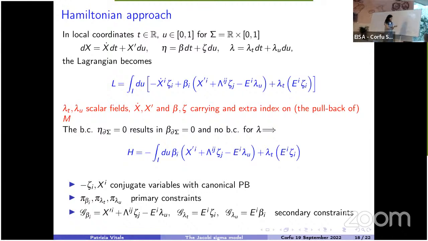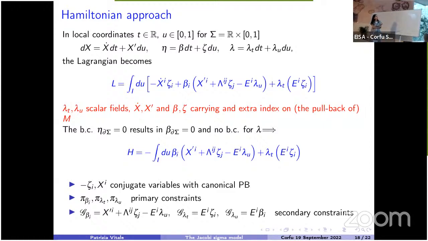Okay, so what happens for this model? We studied it in the Hamiltonian approach. In local coordinates, same as before, dX, eta, and lambda acquire this form. So beta and zeta have an extra index on the manifold M, whereas lambda t and lambda u are scalar. If you write the Lagrangian explicitly, this part would be the Poisson sigma model, but then I have these two extra terms which involve the Reeb vector field. The boundary conditions now pose a constraint on the field beta, but no boundary condition for this extra field lambda.